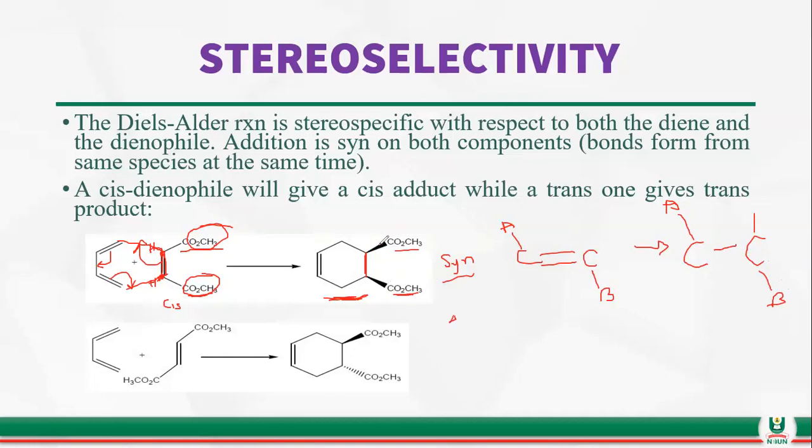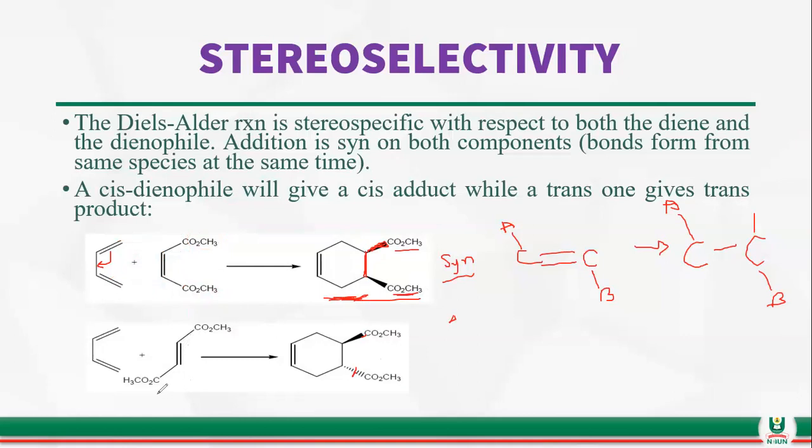If you are using wedge lines for both up and down, you are saying they are on the same side of the plane and they are having a cis, syn addition. But if you use wedge for one and dash for the other, you are saying one is going into the plane of that system and one is coming out, so it's a trans one. So when you look at the dienophile here, we discover that the dienophile is a cis alkene, so we end up giving us a cis product.